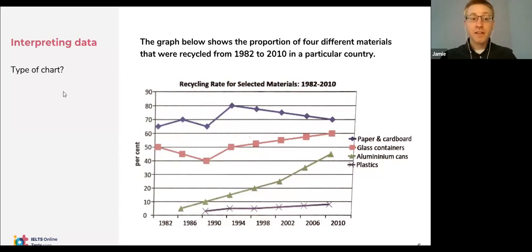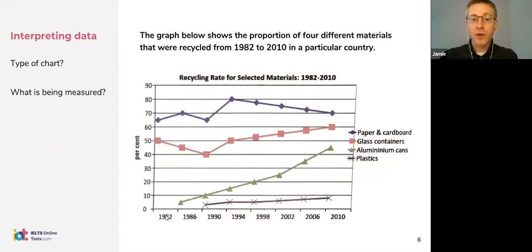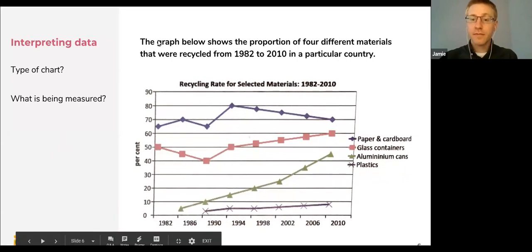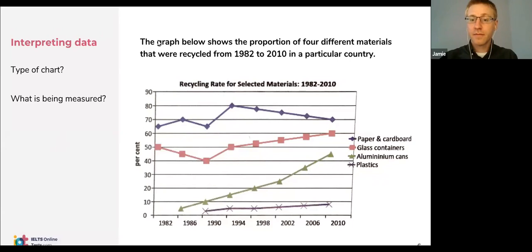We need to think about what is being measured in this chart. What is the axis showing us? We have the years, and what else is being measured? Jihad, you mentioned recyclable materials, so this is correct. And the recycling rate of materials, excellent.